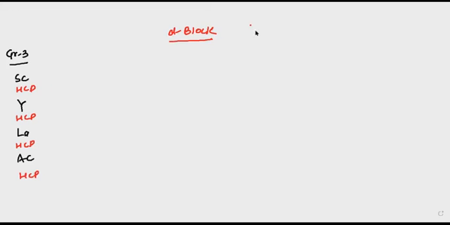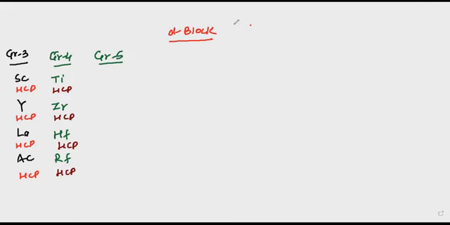Now after that we come to group 4: titanium, zirconium, hafnium, and rutherfordium. Clear? You see that titanium is HCP, zirconium is also HCP, hafnium is also HCP, and rutherfordium is also HCP.